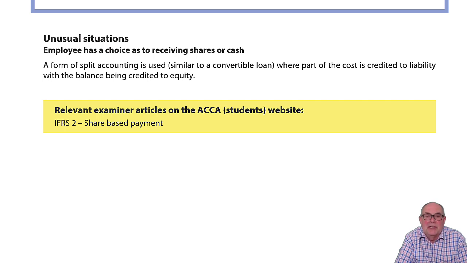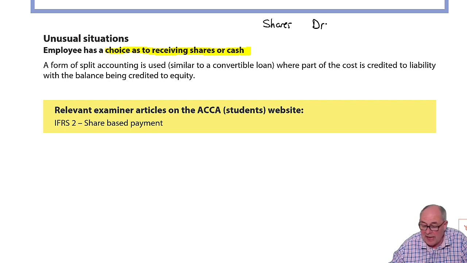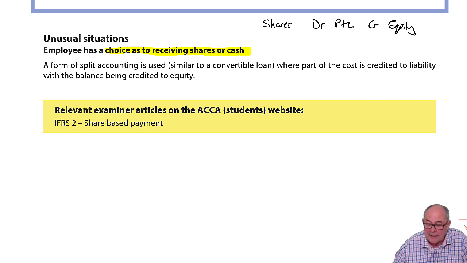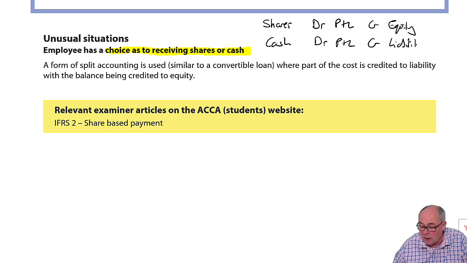Final point, which I've listed as an unusual situation, and this is probably the shortest lecture I'll ever give, is what happens if the employee has a choice as to whether they should have shares or cash. Now, what do we already know? We know that if the employee is going to get shares or share options, the employer will debit profit and loss and credit equity. If you're going to give them cash, we know that the employer will debit P&L, credit liability. We've been talking about that as we've gone through this chapter. What do you do if they have the choice?